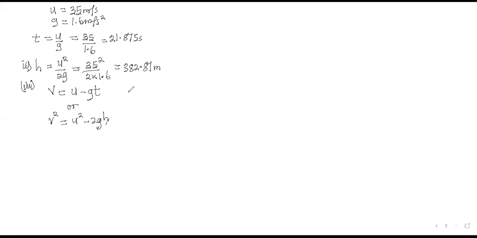If we use the first one, v is u, 35, minus 1.6 times 3. And what is this? This is 30.2 approximately. Is that correct? Yes, sir. Class, did you get that? Yes, sir.